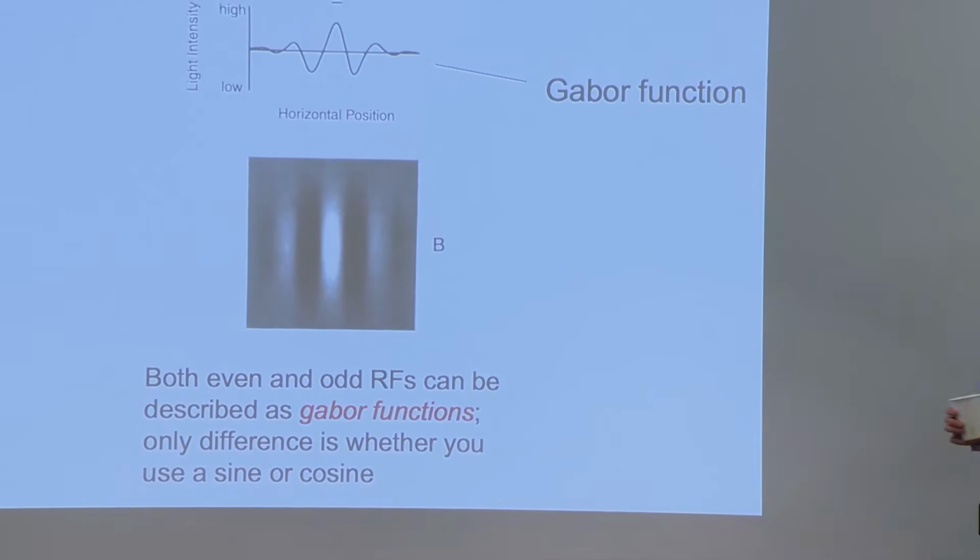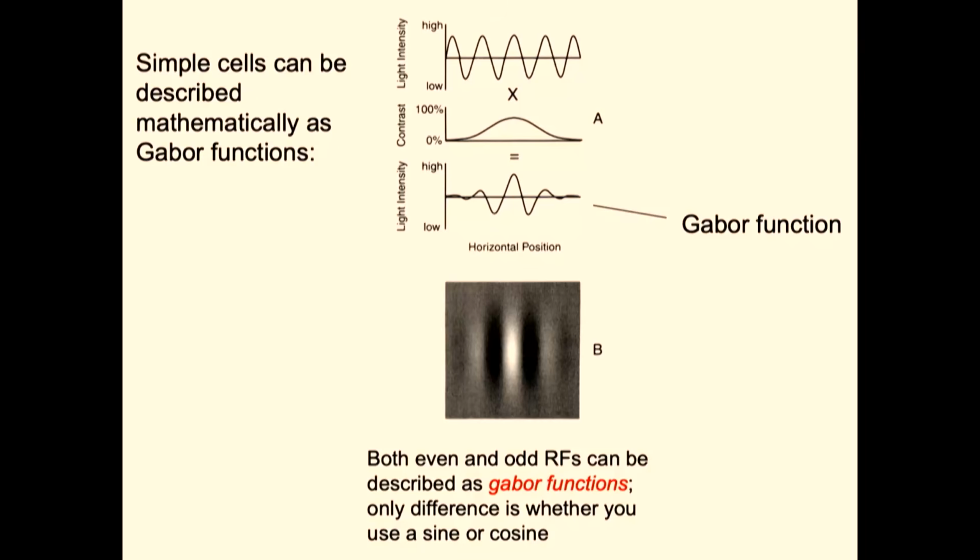Okay, so both of these types of receptive fields, even and odd, can be described as Gabor functions. The only difference is whether you use a sine or a cosine, because the even and odd functions are 90 degrees out of phase. So that's at least a mathematical description of what these simple cells are doing.